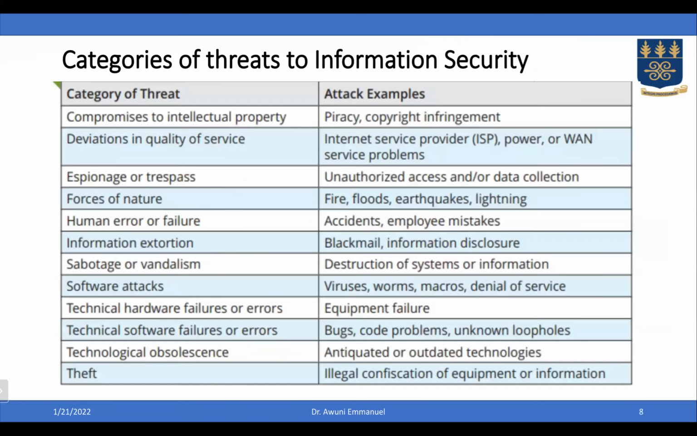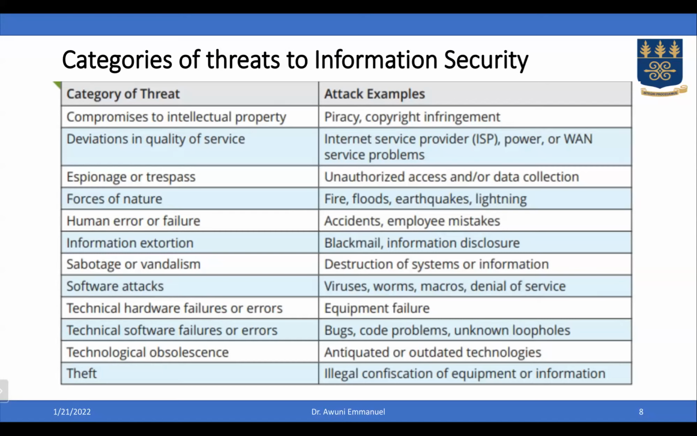Now, the next is to look at categories of threats to information security. I know that many of you are familiar with this, and I would like to open the floor. I remember some of these terminologies I did explain during the MIS Year 1 course, but I just want to still open the floor so we all share ideas.